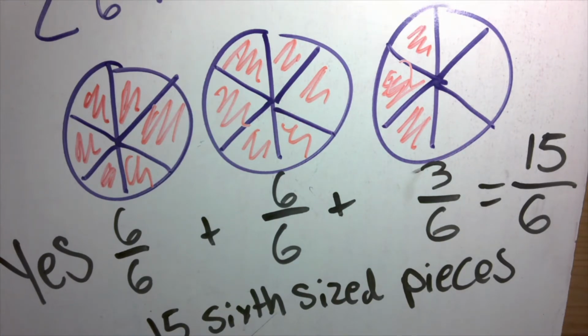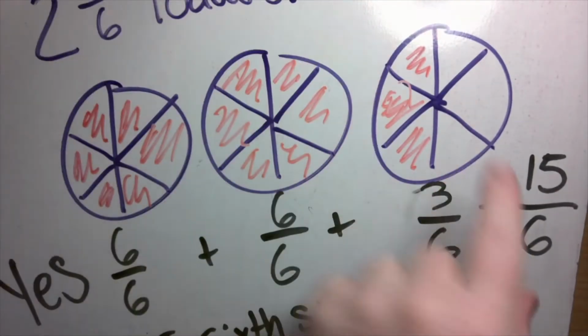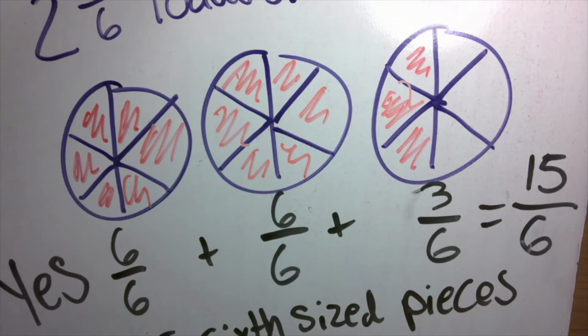Okay, so just like that, we converted a mixed number to an improper fraction to see if we had enough cornbread for a dinner party, which we found out we did. So let's go ahead and move on.